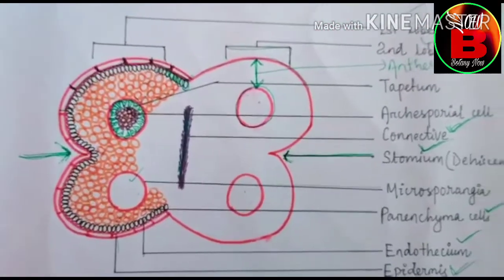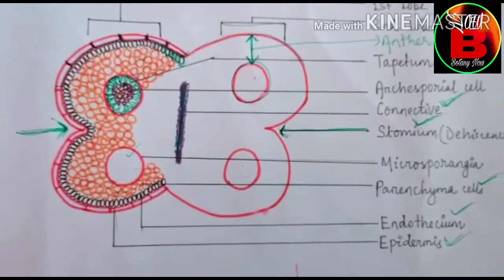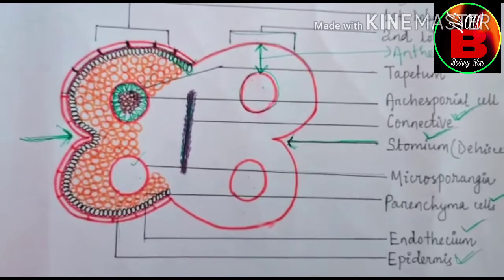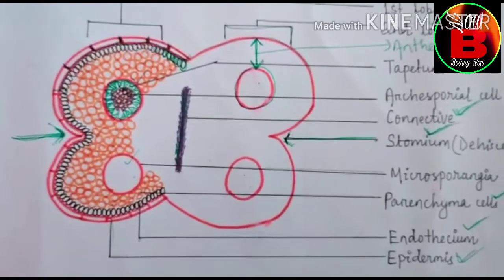So when nuclear division takes place inside the cell, a multinucleated condition arises.